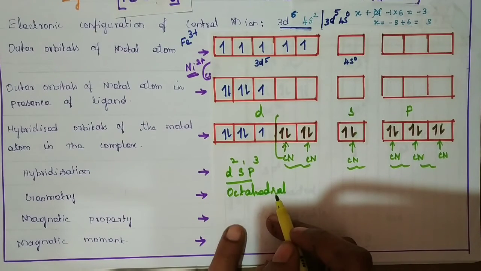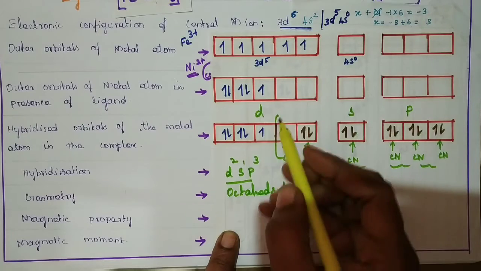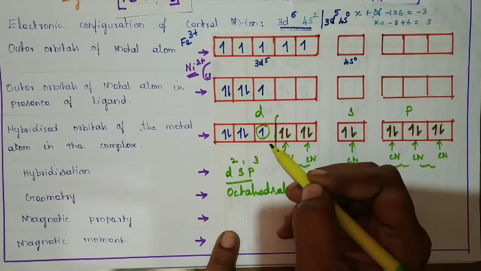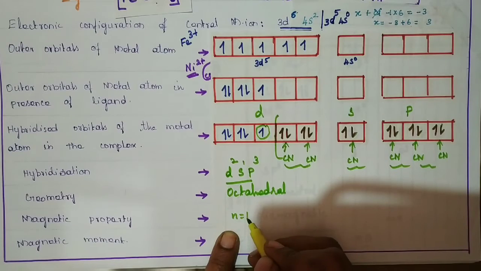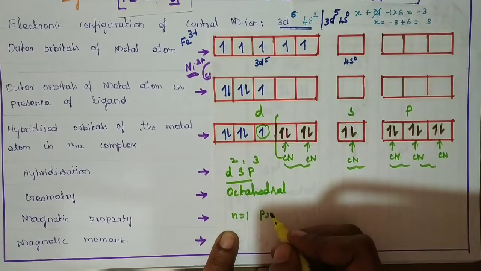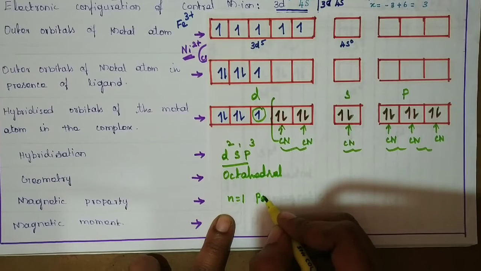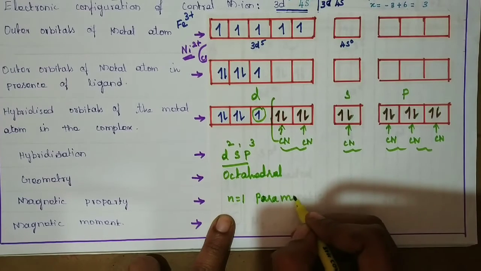Then magnetic property. Here only 1 unpaired electron is present. Therefore, n is equal to 1. Therefore this is paramagnetic.